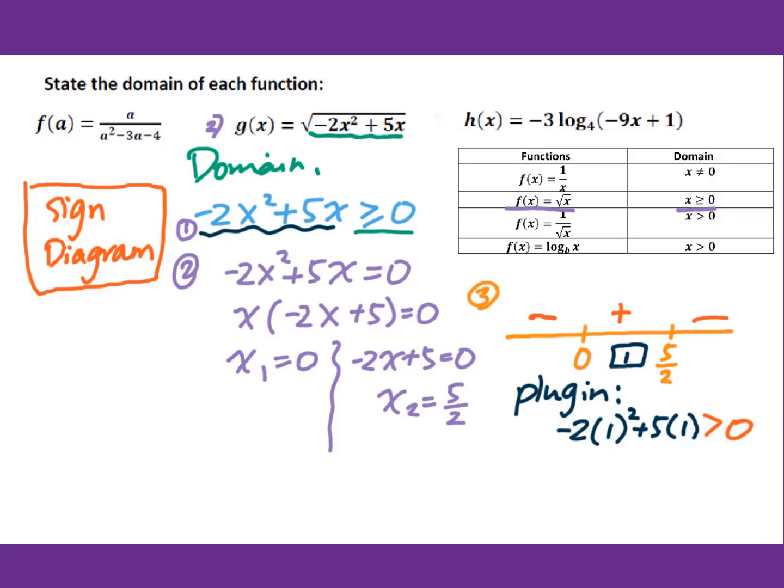Then you check: we are looking for greater than or equal to 0, which means we need a positive interval. This is a positive interval. Since we have the equal sign, we close the circle. Therefore, we can write down the solution like this.